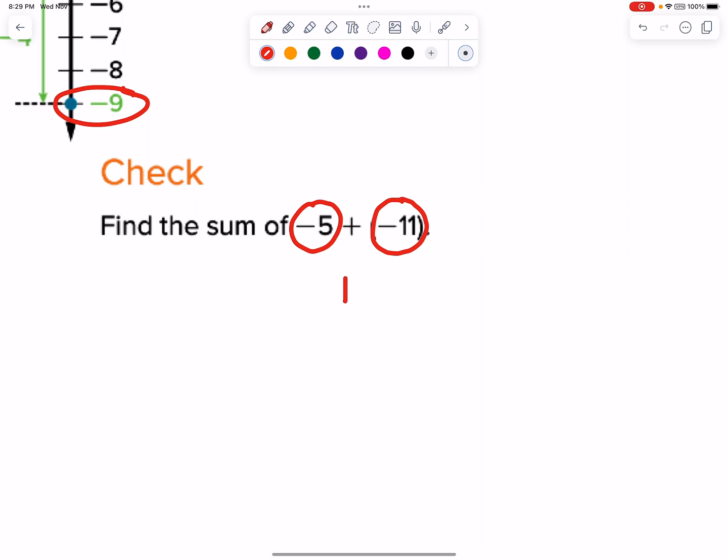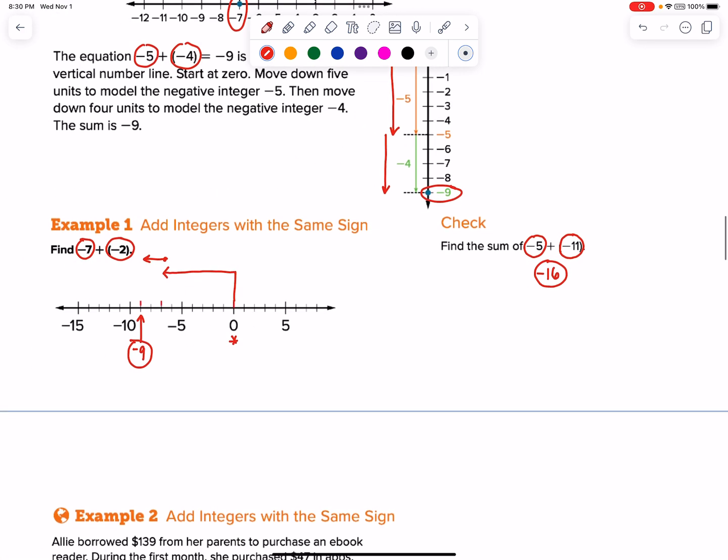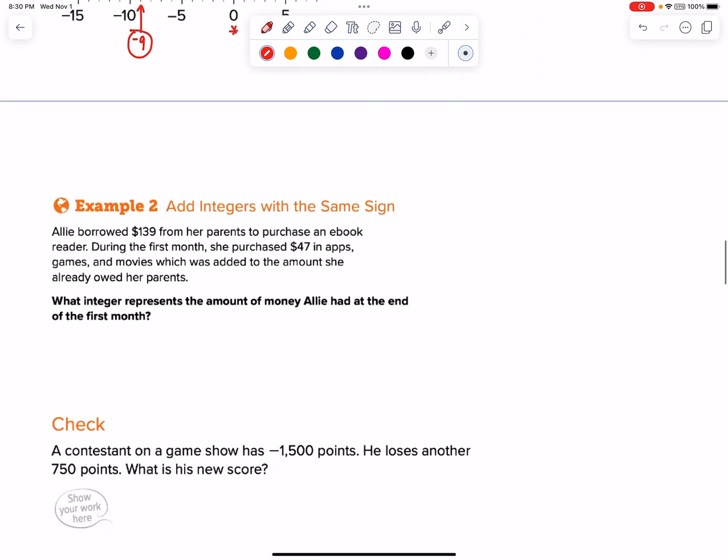Okay, and so we have 16. Same signs, add and keep. So keep the sign. Okay, and there we go. So because it's an expression, I'm working down. Notice there's no equal sign here. Anyway, all right. So let's go ahead to example 2.